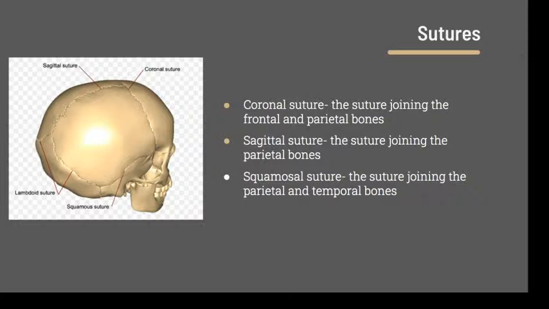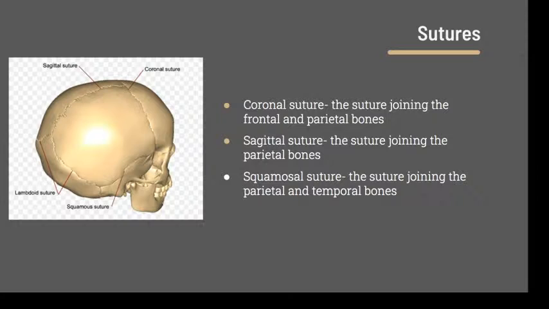And the parietal bones form the sides of the roof of the cranium, and they are fused to each other medially at the sagittal suture. The two temporal bones are located at the sides and the base of the skull. They are fused to the parietal bones by the squamosal suture.